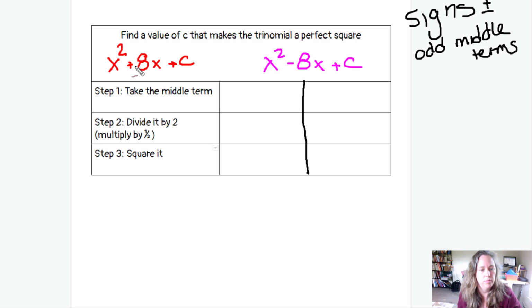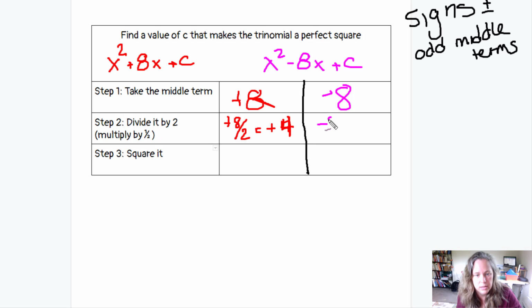So for the red trinomial, the middle term is positive 8. For the pink trinomial, the middle term is negative 8. So we need to divide it by 2. So we have positive 8 divided by 2 is positive 4. That's supposed to be a 4. And then we have negative 8 divided by 2 is negative 4.